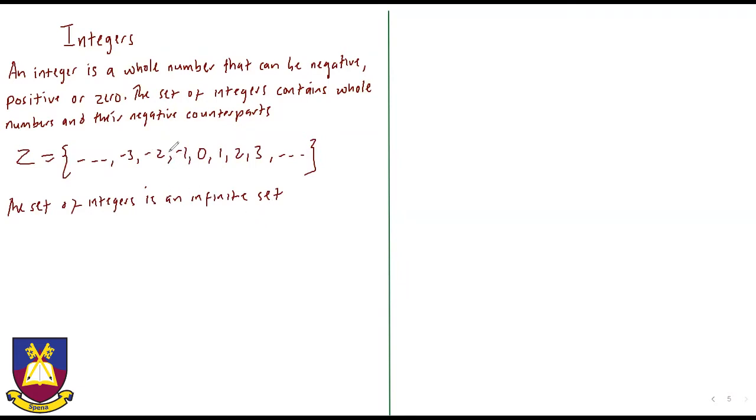We cannot exhaust integers. As we count them, they go from one side of the number line to the other. There are so many, we cannot count them. We also need to know that integers cannot be fractions. They're always whole numbers.